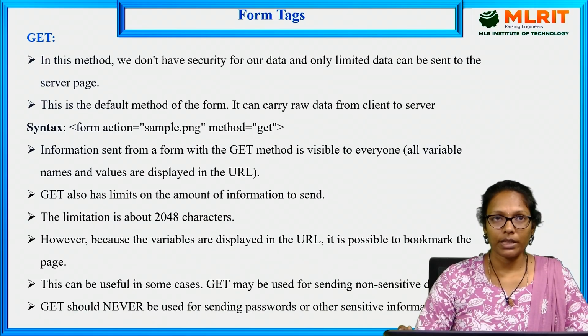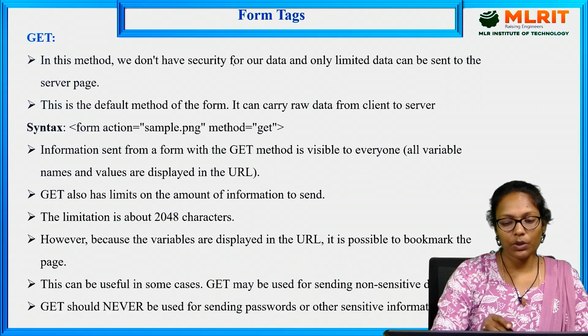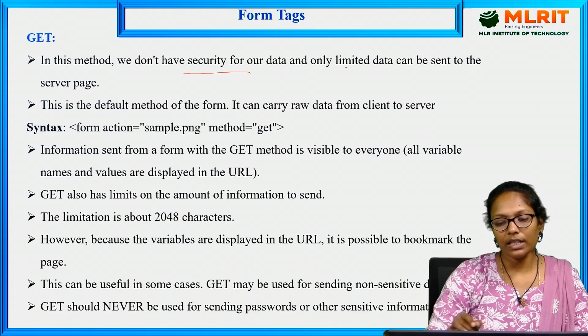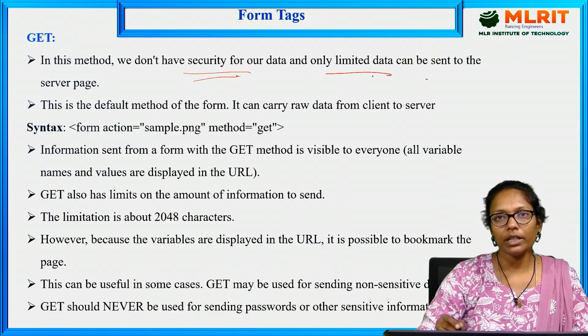So the first method is GET to transfer the data to the server. In this method, we don't have security for our data and only limited data can be sent to the server page. So these are the two disadvantages here in the definition itself. You can't secure your data. You can send only limited data to the server.